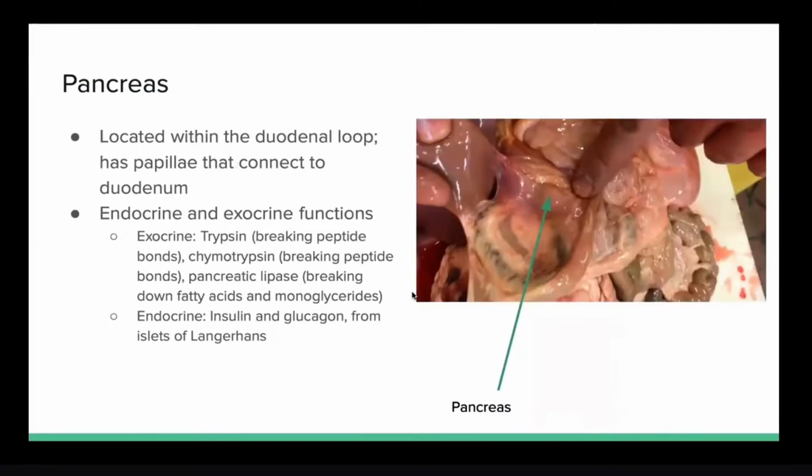The pancreas is located within the duodenal loop and it has papillae that connect it to the duodenum. It has endocrine and exocrine functions. The exocrine functions are mainly for digestion, so it produces trypsin and chymotrypsin to break peptide bonds and pancreatic lipase to break down fatty acids and monoglycerides. The endocrine functions are producing insulin and glucagon from the islets of Langerhans.